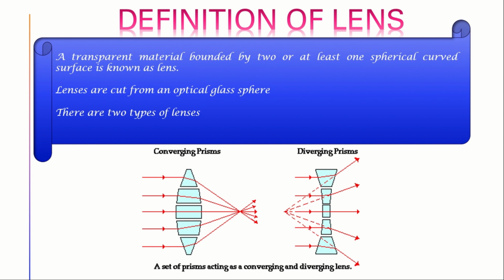There are two types of lenses. One is convex lens, which is also called a converging lens, and concave lens, which is also called a diverging lens. These convex and concave lenses are said to be a set of prisms acting as converging and diverging lenses.